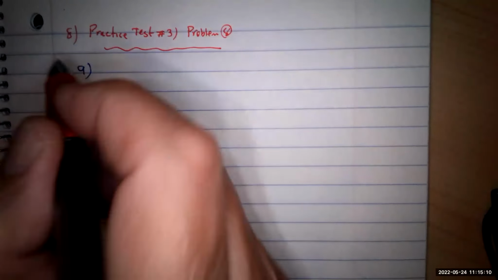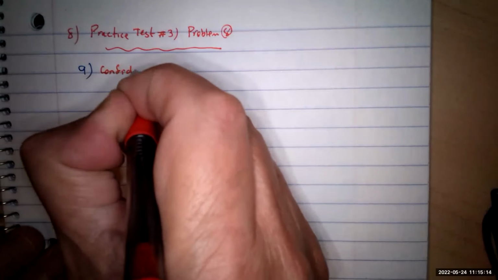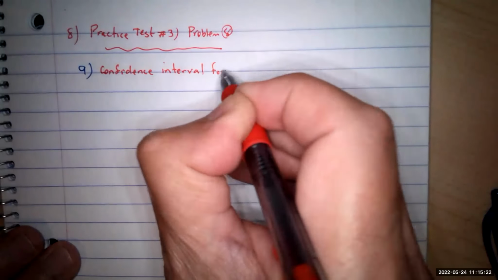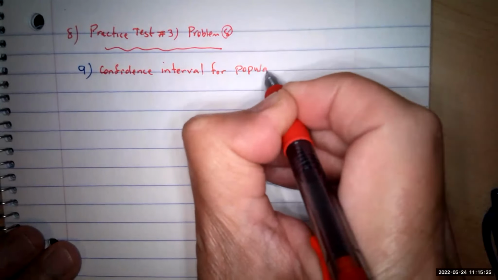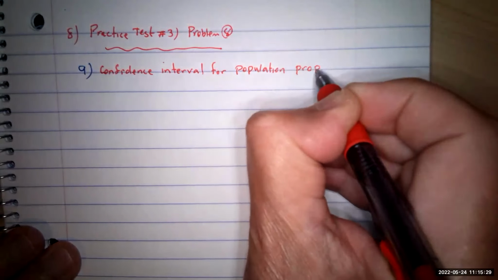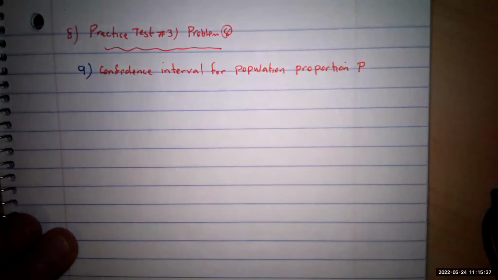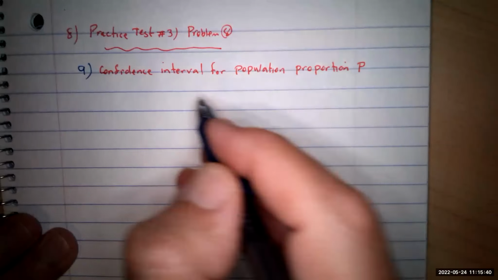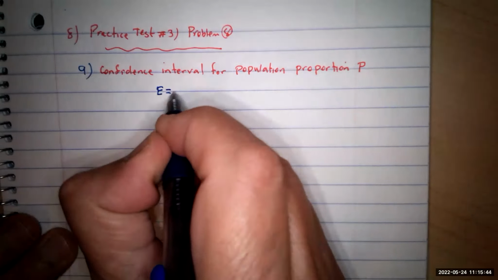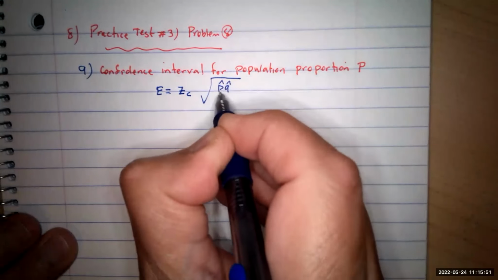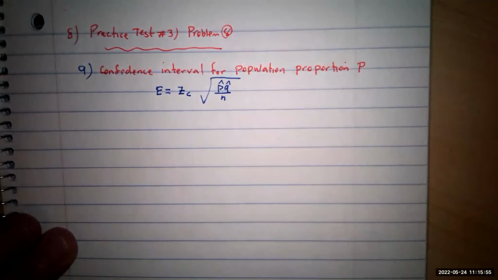The next topic is confidence interval, the confidence interval for the population proportion. Just one case, easy case. Population proportion P. It's going to be Z critical, and your E is going to be this one. E is equal to ZC times the square root of P hat, Q hat divided by N. If you write it down correctly, some of you missed it on the test. That P hat, Q hat over N, all of them are inside that radical.